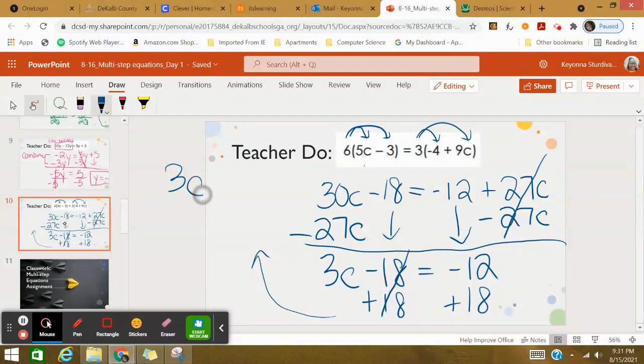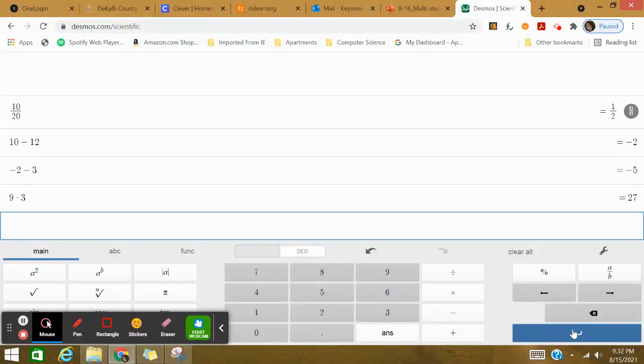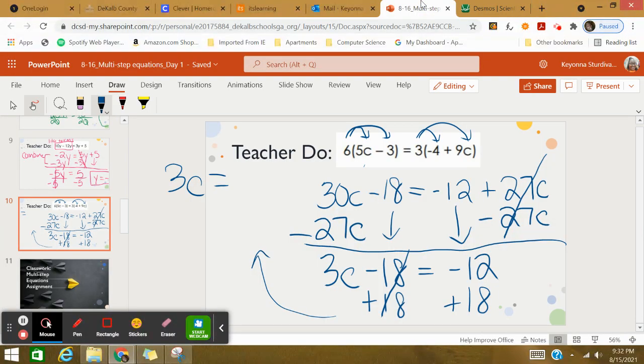So I have 3c is equal to, so I have negative 12 plus 18. Again, if you're not sure, go to Desmos's calculator. I hit the blue button to get a new line. Again, I have negative 12 plus 18, which will give me a positive 6. So I got 3c is equal to 6.